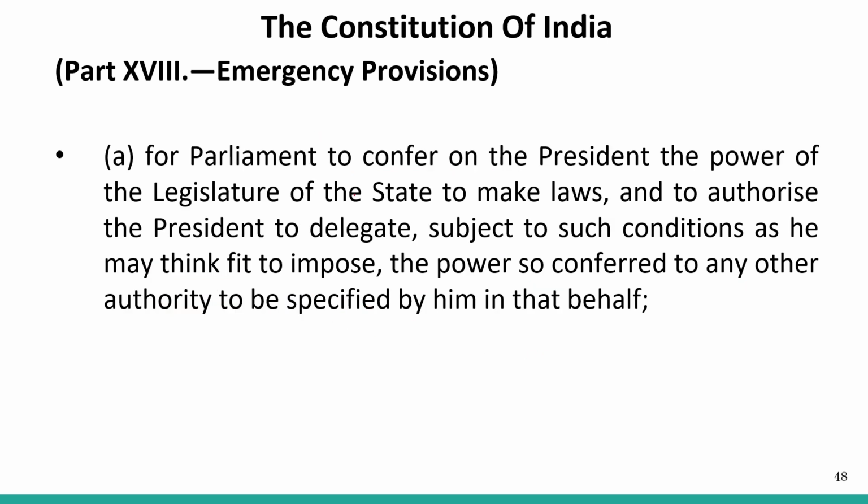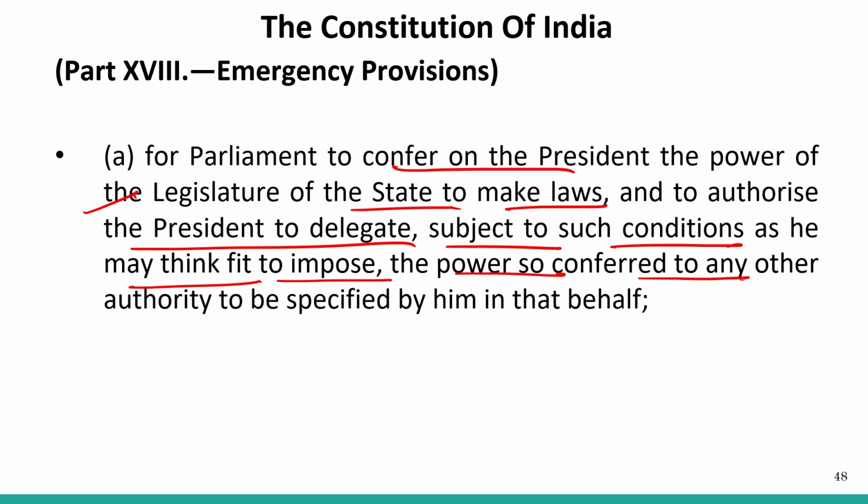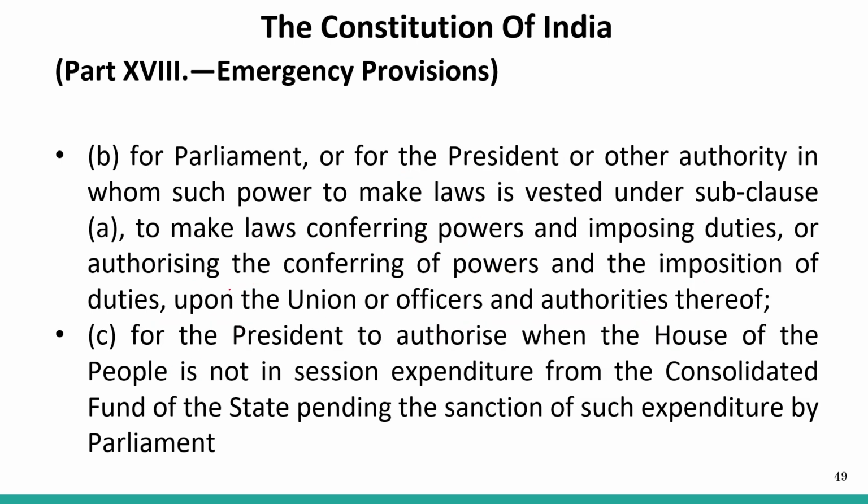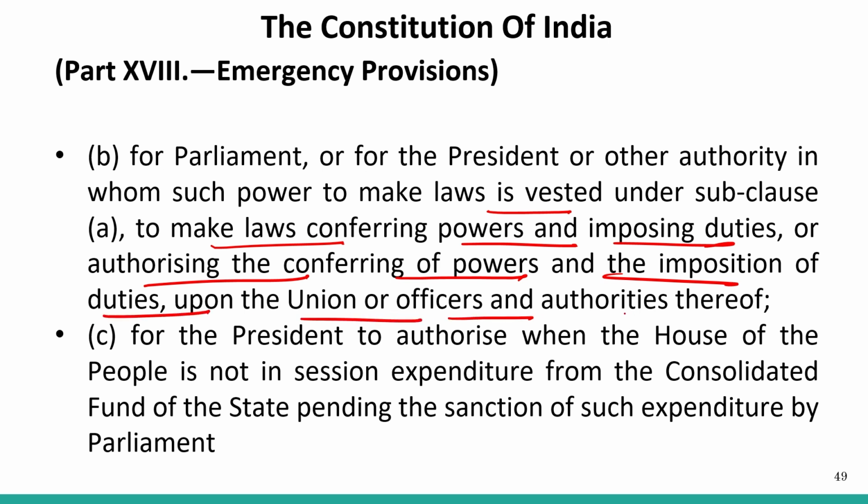It shall be competent for the Parliament to confer on the President the power of the legislature of the state to make laws, and to authorize the President to delegate, subject to such conditions as he may think fit to impose, the power so conferred to any other authority to be specified by him in this behalf. The Parliament or the President or other authority in whom such power to make laws is vested may, under sub-clause A, make laws conferring powers and imposing duties, or authorizing the conferring of powers and the imposition of duties upon the Union or its officers and authorities.